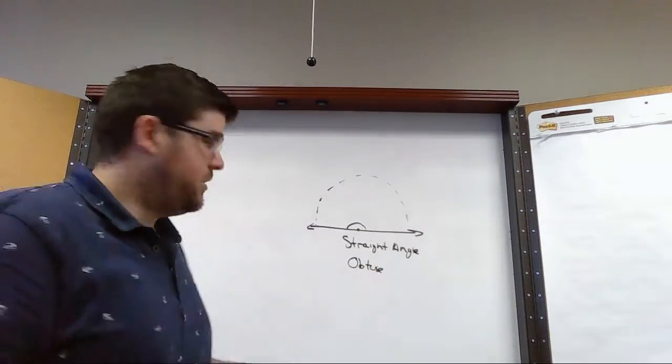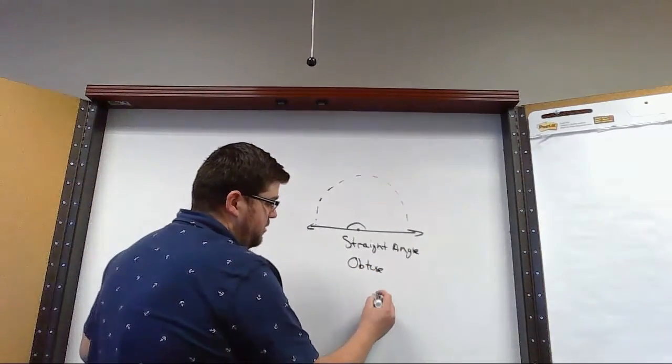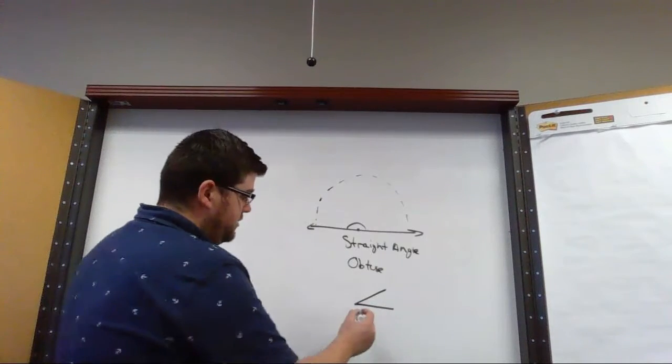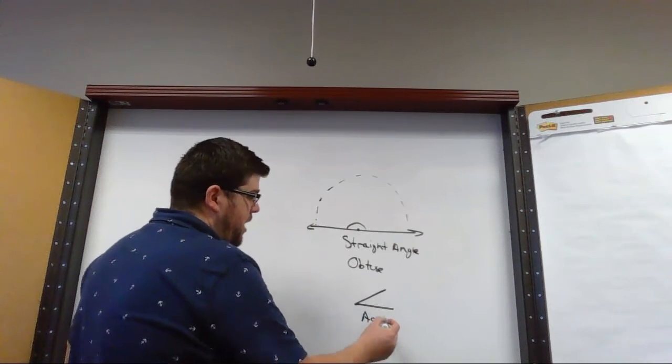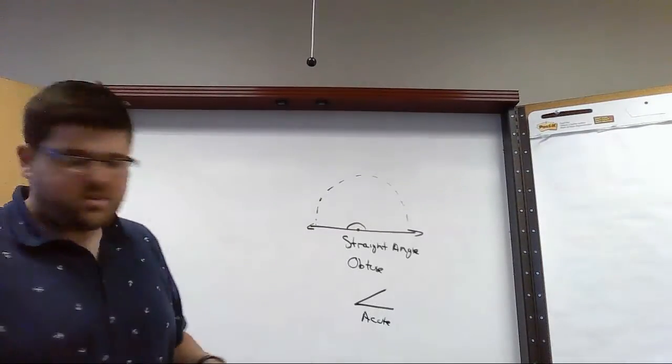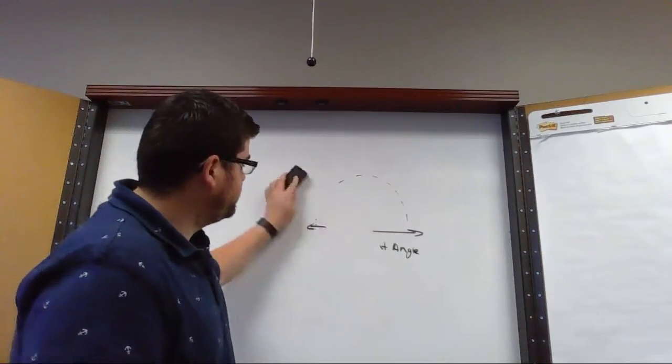So that is an obtuse angle. So if I were to compare this straight angle with, say, this itty-bitty acute angle, I would obviously say that the obtuse angle, this straight angle, is bigger. Here's another shape that you could have.